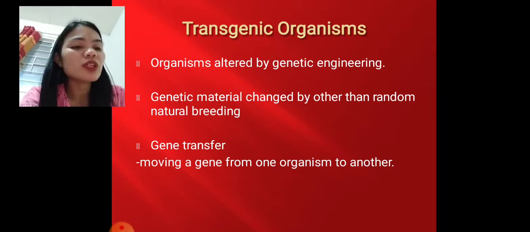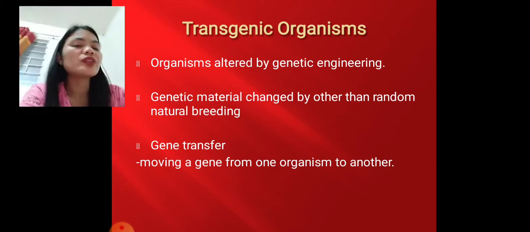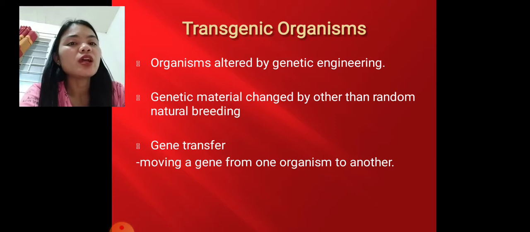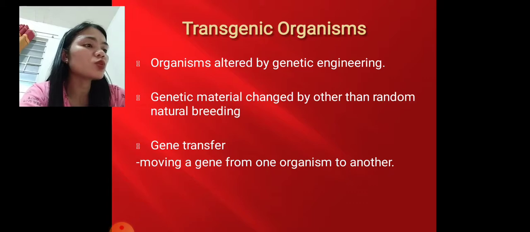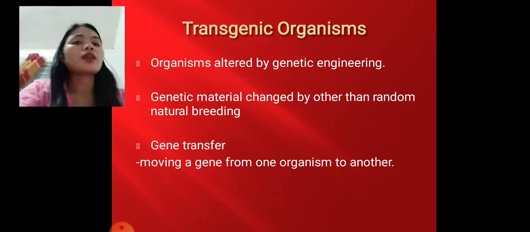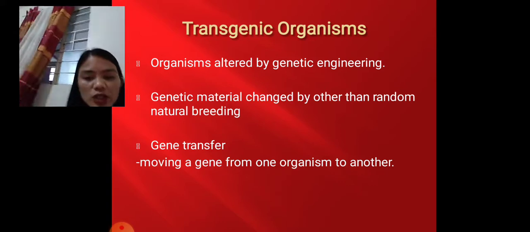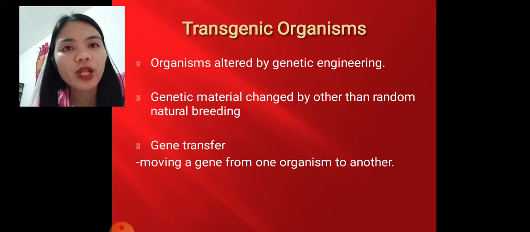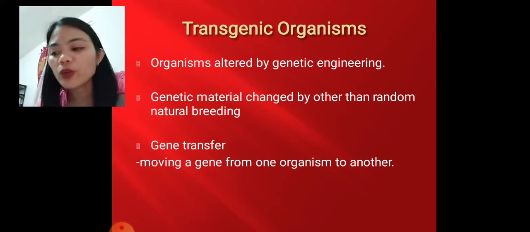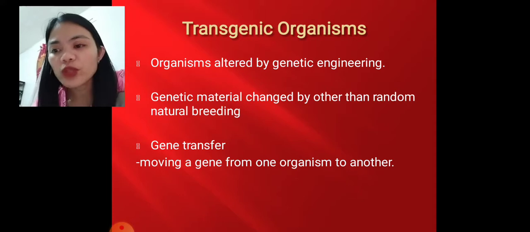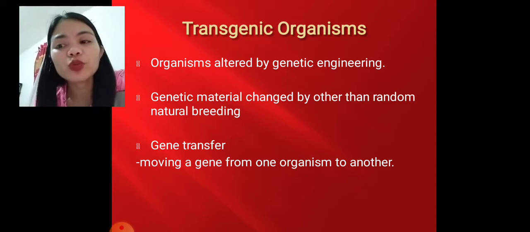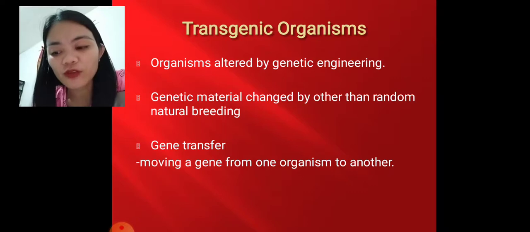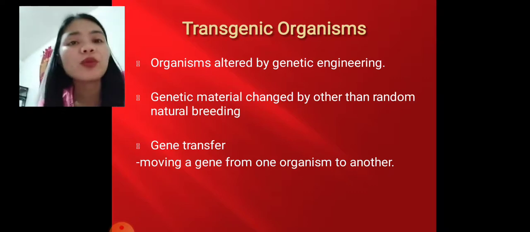Transgenic organisms. Organisms altered by genetic engineering, genetic material changed by other than random natural breeding, and then gene transfer or moving a gene from one organism to another. So, yung recombinant DNA kanina, under siya ng module 23. Dalawa yung module na tinatry kong i-cover with this discussion: Module 24 and Module 25. Module 24 is genetic engineering. Module 25 is benefits of genetically modified organisms.